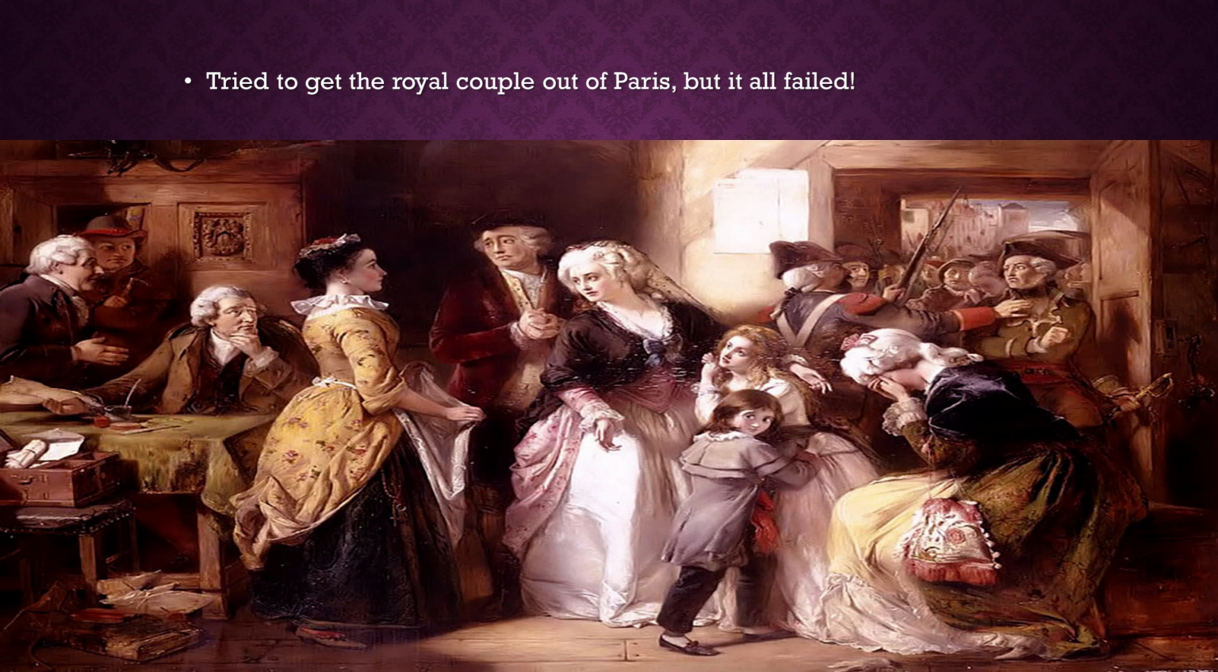But it all failed. You should also know that Axel von Fersen is supposed to have had an affair with the French queen, Marie Antoinette. They wrote a bunch of love letters to one another.